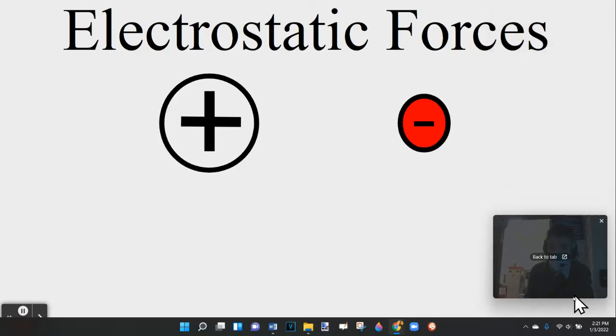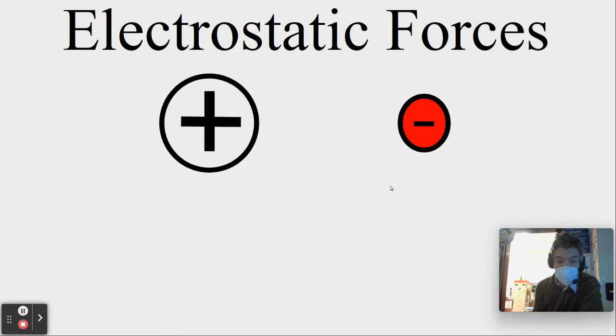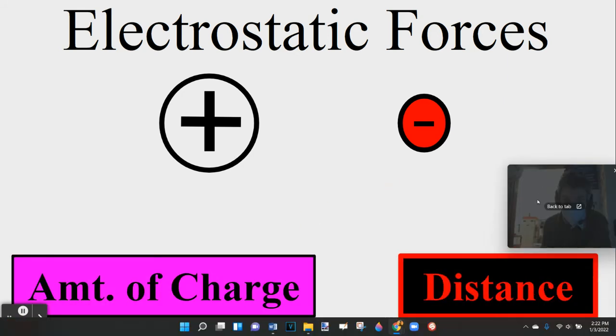All right. Now, there's two things that Coulomb's law knows about electrostatic forces. And electrostatic forces are forces between a positive and negative, or any two charged particles, or any particles with charge. The two things that determine how strong this force is are the amount, how much you got, and how far apart they are. So the amount of charge and the distance between the charges. Those are the two things that will determine the electrostatic force.